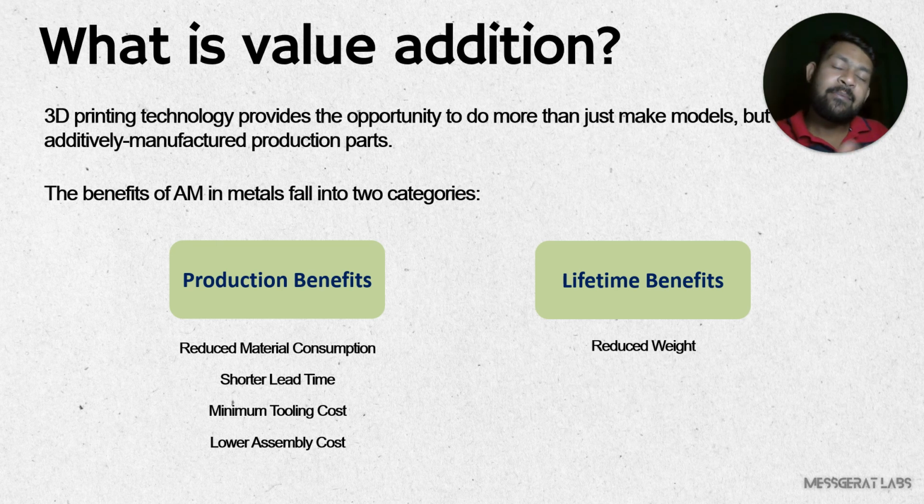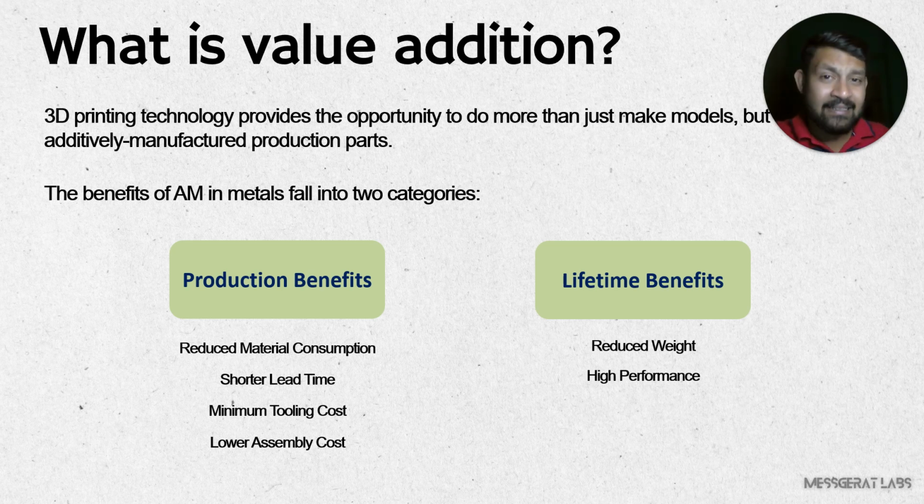Now, when we talk about the lifetime benefits, what you can do is you can actually make a very lightweight component using 3D printing. And that we have seen in a few of the examples earlier. So you reduce the weight, and when you reduce the weight, it is easier, if it is a static component or if it is a fixturing component, for the operator or the person handling the component to move from one place to another. Second, if the weight is reduced, it has a direct implication on the performance of the component in the aerospace and automotive industry.